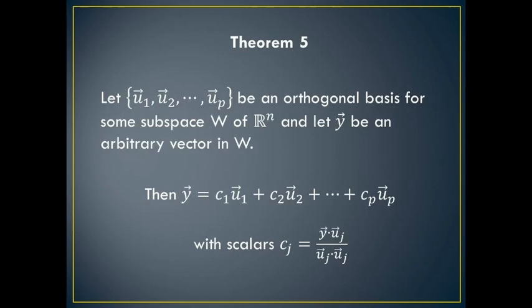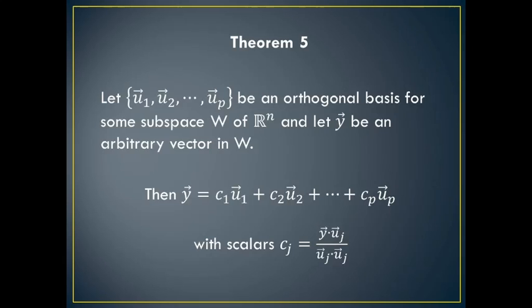Now we have Theorem 5. Let u1, u2, all the way through up be an orthogonal basis for some subspace W of Rn, and let vector y be an arbitrary vector in W. Then, because the u's are the basis for W, I can write y as a scalar times u1 plus a scalar times u2, and keep going, plus a scalar times up, because you can write any vector in W as a linear combination of the basis vectors. That's something we discussed earlier in the term.